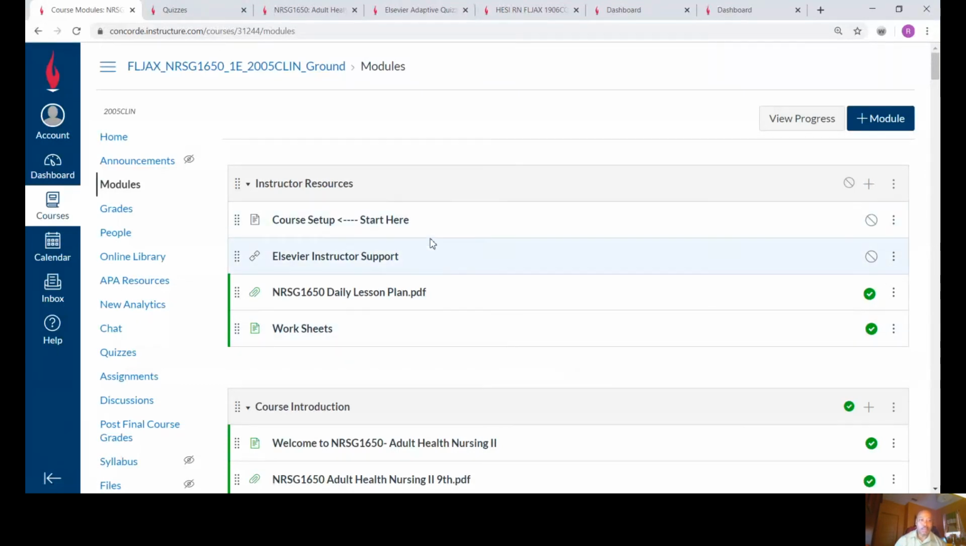This is in your Canvas tile. Once you go in under 1650, this is not the cohort tile. We'll be going into that one as well, but this is actually the Canvas tile that you need to go into. Once you're in the Canvas tile, you can go to modules, and then of course this is the list of modules on this particular page.